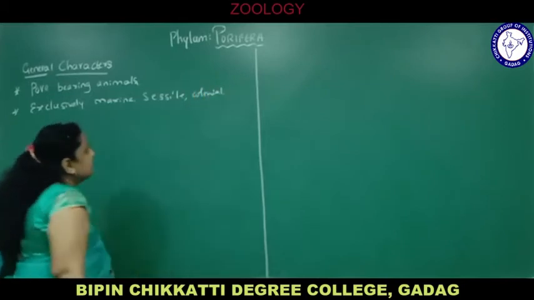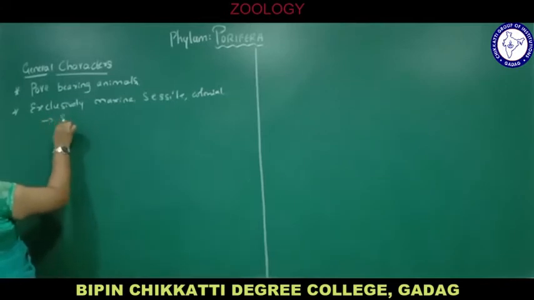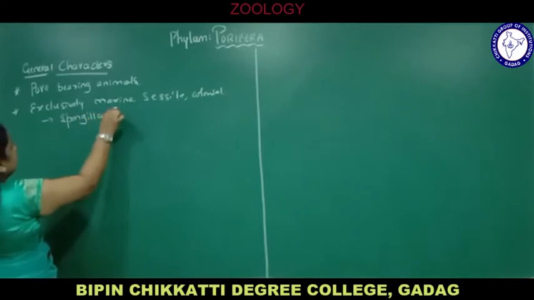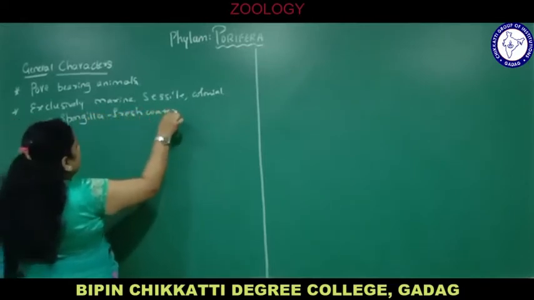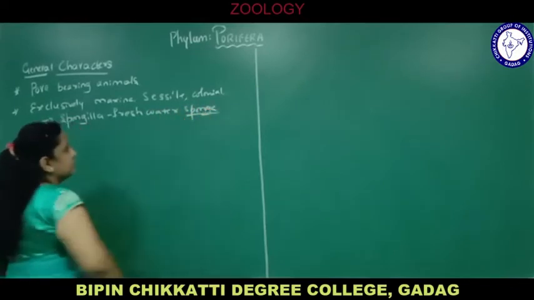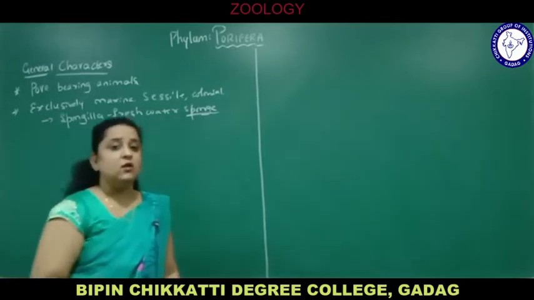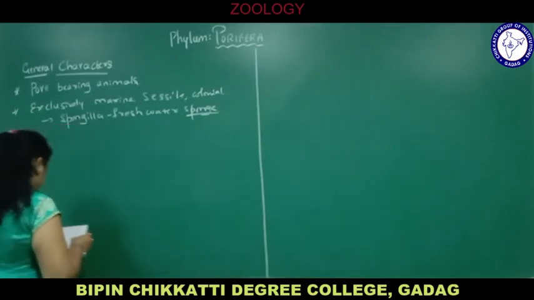Next, as I told you, they are marine, except one, that is called Spongilla. Spongilla is a freshwater sponge. So a question may be asked: name a freshwater sponge, because the majority of the poriferans are exclusively marine.